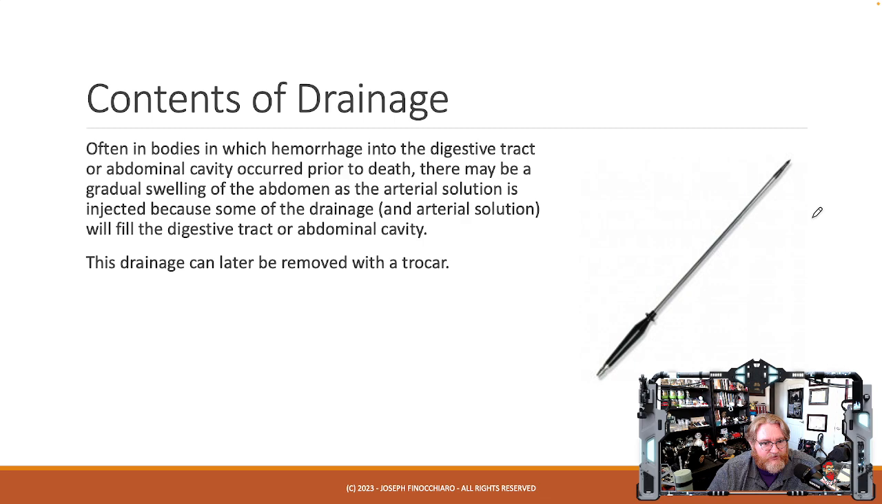Often in bodies in which hemorrhage into the digestive tract or abdominal cavity occurred prior to death, there may be a gradual swelling of the abdomen as the arterial solution is injected because some of the drainage in solution will fill the digestive tract or abdominal cavity. This drainage can be removed with a trocar.